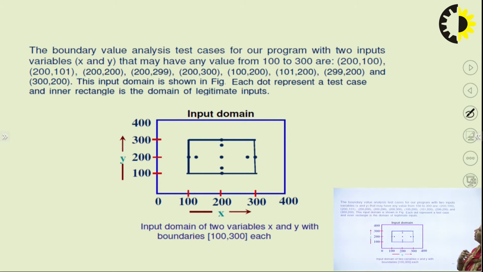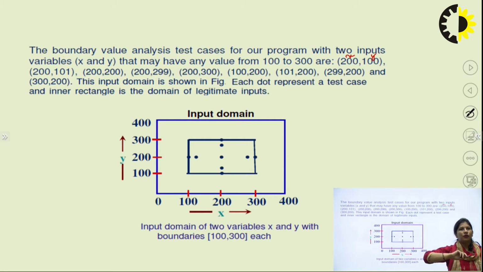Similarly, we have given an example. Suppose we have two inputs, x and y, and the range of values is between 100 to 300. So we have designed some test cases like this: 200, 100, 200, or 101. Here we have taken one as x and one as y.